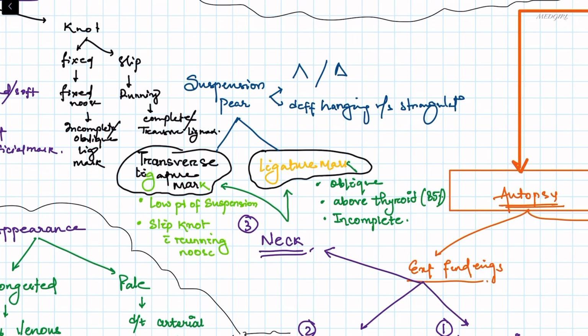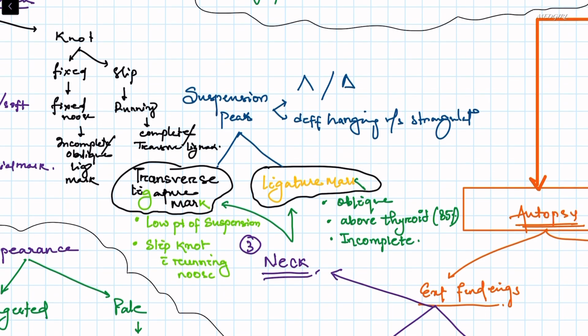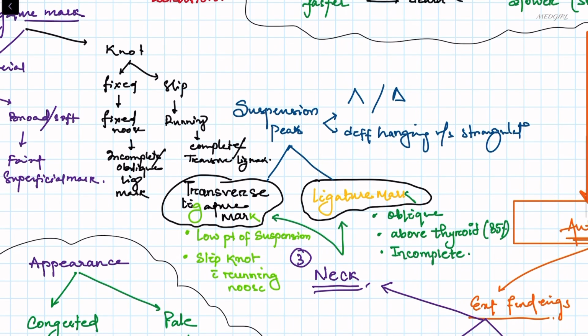Peak, which may be an inverted V or a triangle shape, and differentiates between hanging and strangulation. Next is the transverse ligature mark. In some cases we see this transverse ligature mark, which is the low point of the suspension, and slip. It occurs due to a slip knot with a running noose. So these are all the external findings.